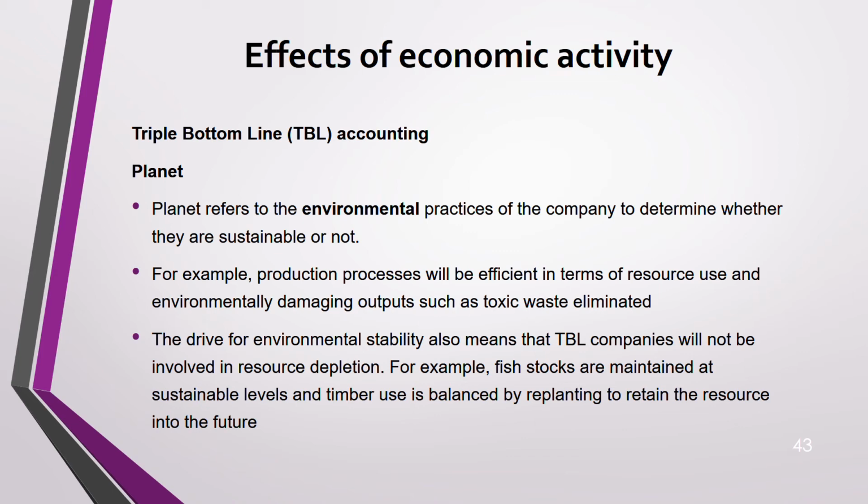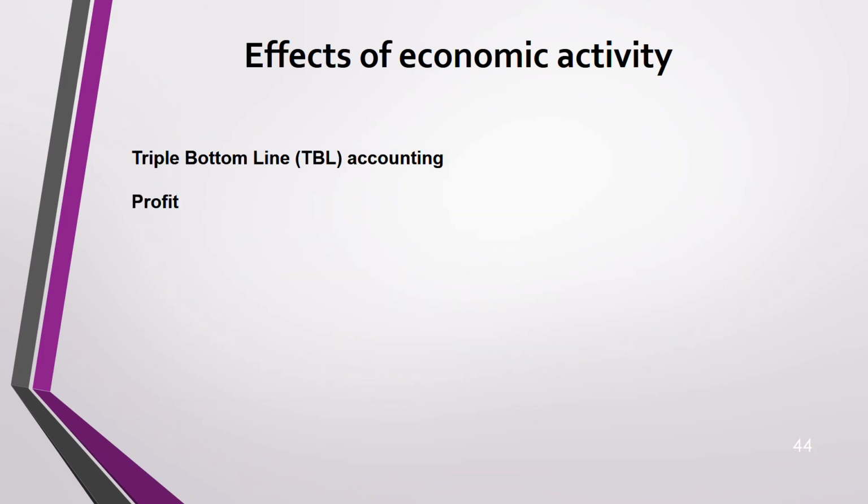That means when you are cutting down a tree, you plant another tree. Cut down a tree, plant another tree. So you are replacing it. Keep on replanting so that the trees are retained for the future. So you are keeping a balance over that timber use. It's not just that you cut all the trees and make wood and that's it, with no trees left in the jungle. It's not like that. You're keeping a balance. So you're sustainable. Last but not the least, profit.